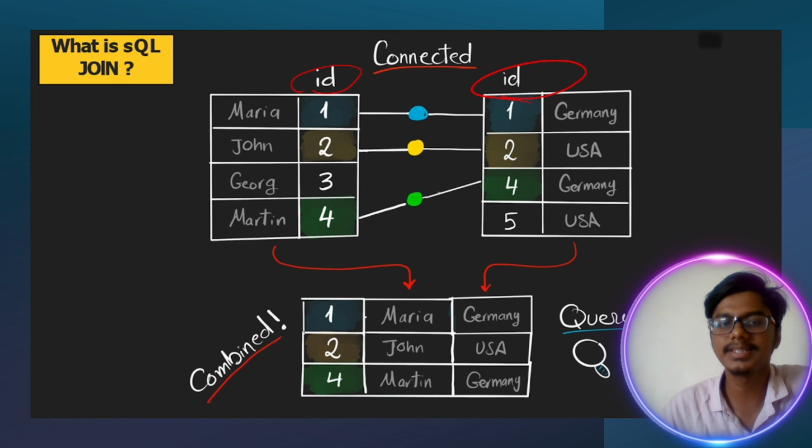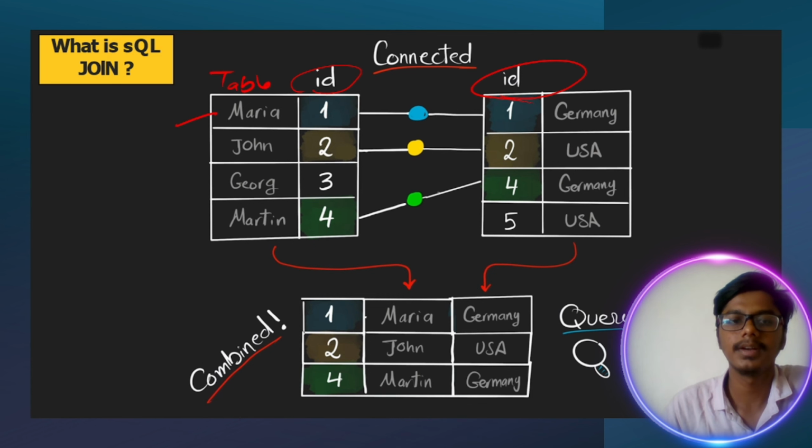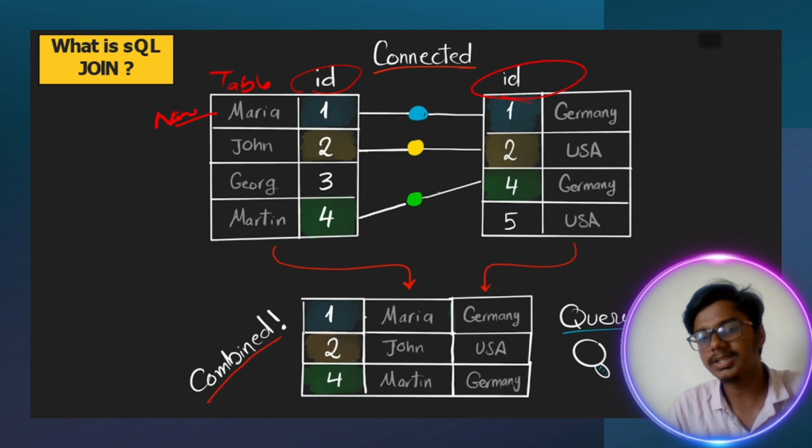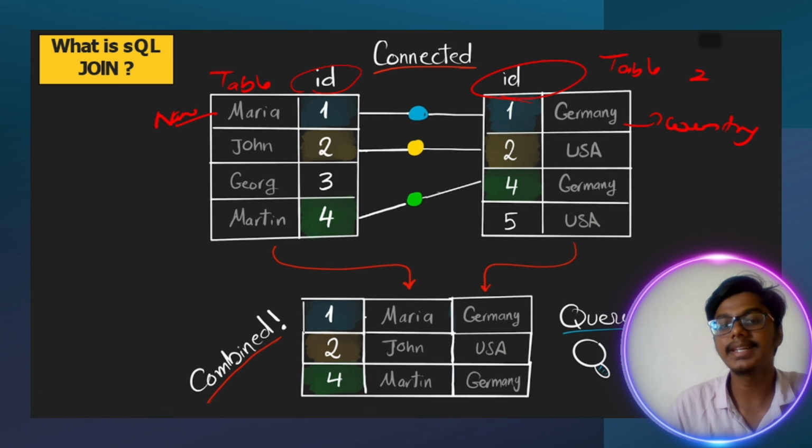So here I'll consider this is my table 1. In this table 1, we have the scores, the names, and the ID. In table 1 we have the names Maria, John, George, and Martin. In table 2, we have the ID and the country. We are going to merge the tables. So these are the tables available.